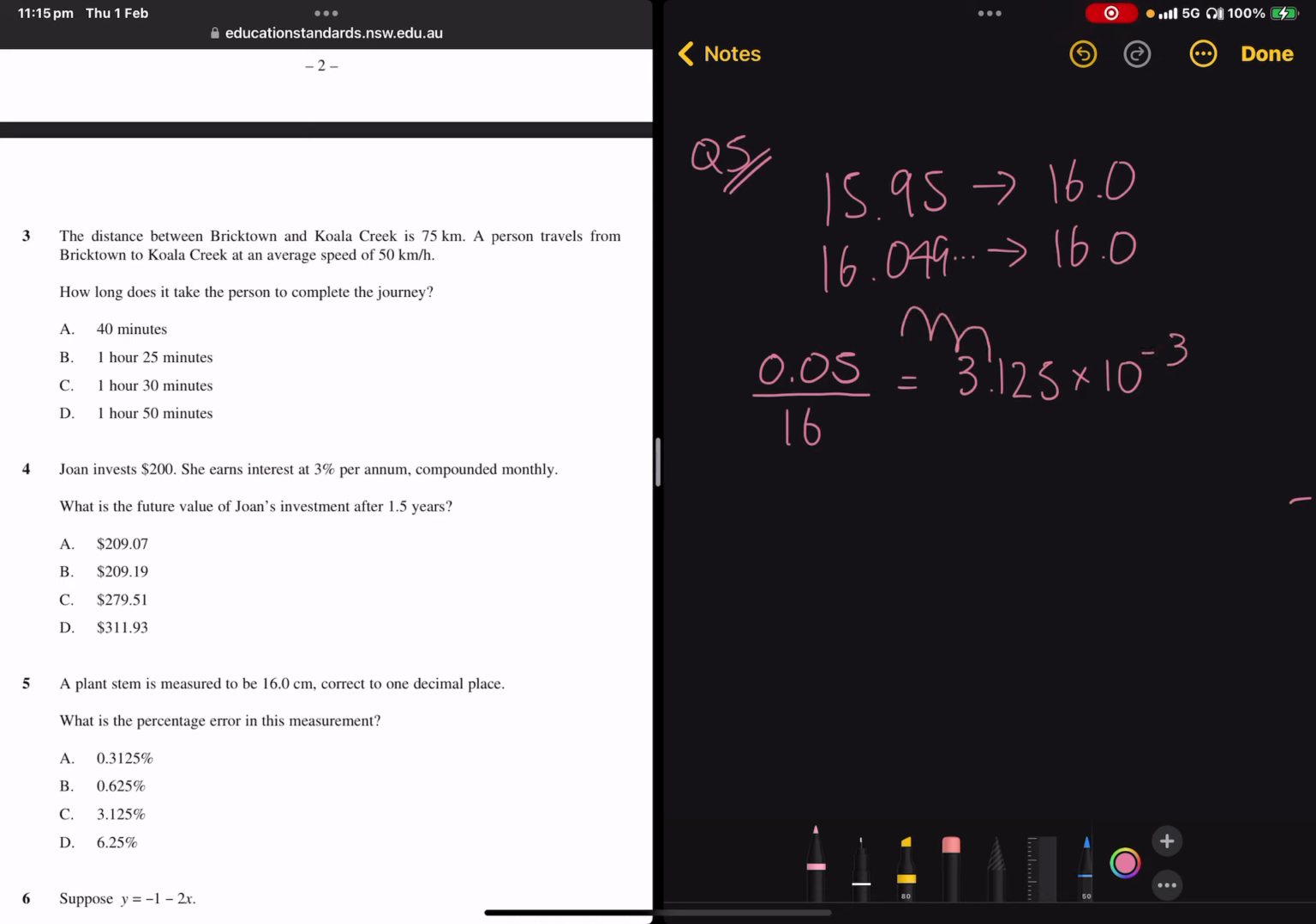Now 1, 2, 3, 0.003125. So this is 0.3125%. So the answer is not C, the answer is A, which is 0.3125%. And this is what that percentage is as a decimal. And this is the answer that we're after.